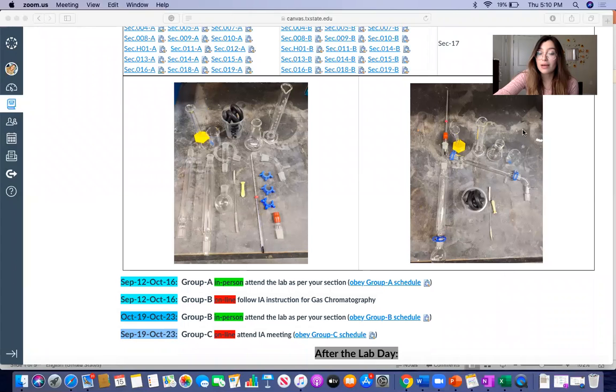This is your setup for fractional distillation. I will go through this setup a little bit more in lab and a little bit in the PowerPoint, but more than anything, I will be helping you guys in lab.